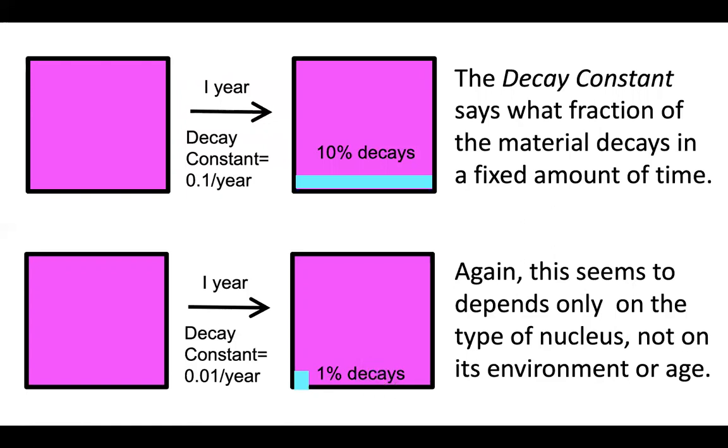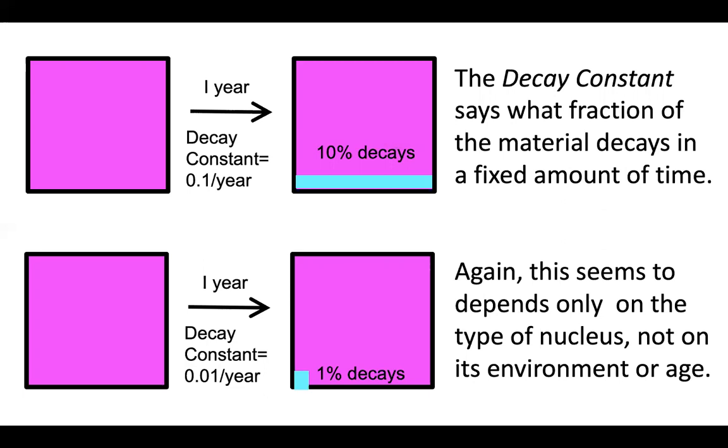Now, this is a number you can measure. You can collect a bunch of nuclei and see how many have decayed in some reasonable amount of time. For some materials, they decay very quickly, so this might be just days. For some of them, it's quite slow, and so you'd only see a small fraction decay in a short period of time.